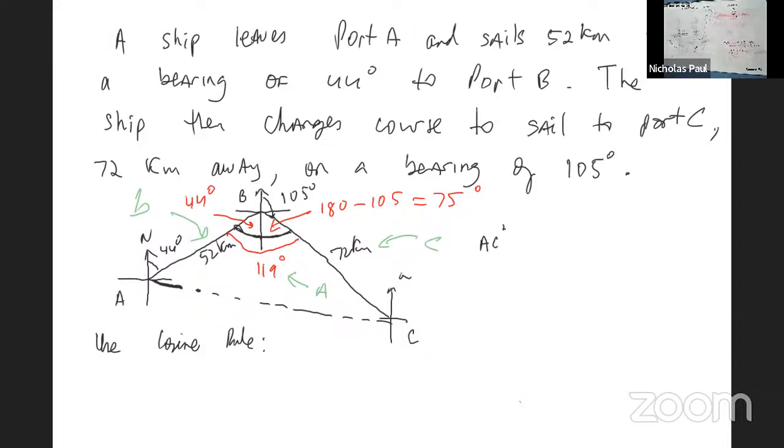AC squared is 52 squared plus 72 squared minus 2 by 52 by 72 cosine 119. Right? Put it straight in the calculator. Don't worry how big the number is or how small the number is. The calculator will handle it.